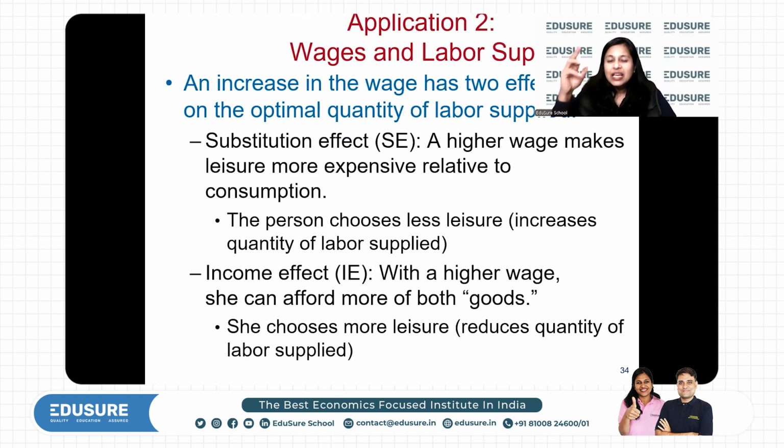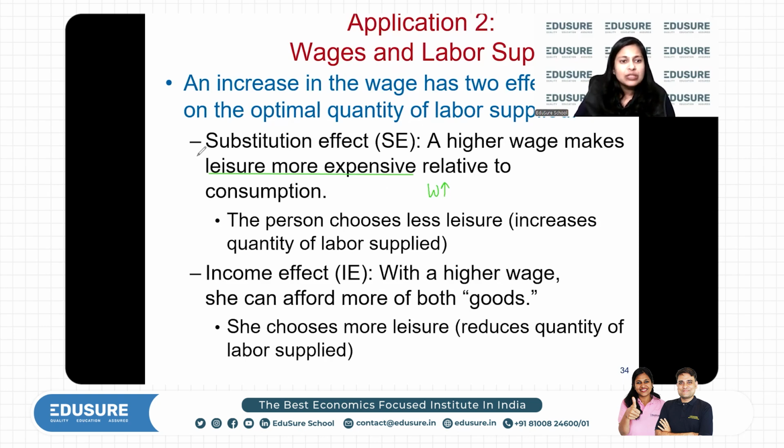It has two effects. There's a substitution effect. If your wage increases, what is the substitution effect? When wage increases, you will definitely want to work more. Why? Because you're getting more. When wage increases, you have an incentive to work more, right? Because you're getting paid more per hour of your work. So a higher wage makes leisure more expensive, because that's the opportunity cost of leisure.